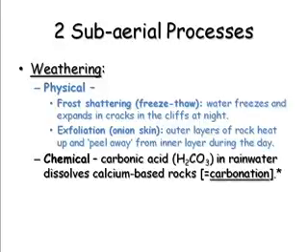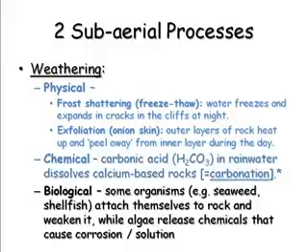You also have chemical weathering. The main type of chemical weathering is the process by which carbonic acid, which is carbon dioxide dissolved in rainwater in solution, acts to dissolve certain types of rock, particularly calcium-based rocks like limestone. That process is called carbonation. There is a little footnote to that, which I'll come back to in a second.